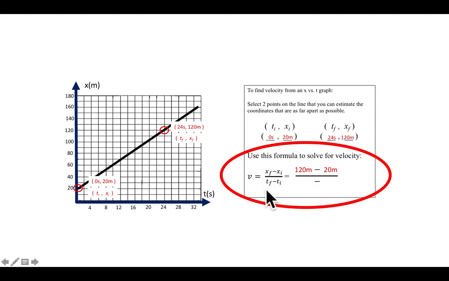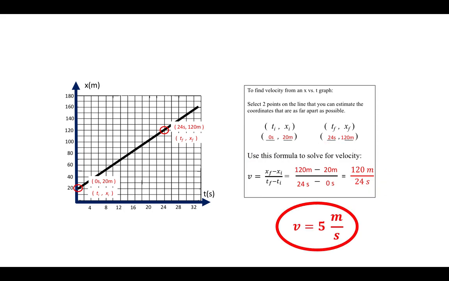Then we go to the denominator, and the first term in the denominator will be the final time. So tf is 24 seconds. That will appear here. And then we subtract from that the initial time, which in this case is 0 seconds. So when we do that math, we find that the value that we're going to have to solve is 120 meters divided by 24 seconds. When we do that math, we find that the velocity of the item shown on this graph, according to the line that's plotted, is a positive 5 meters per second.